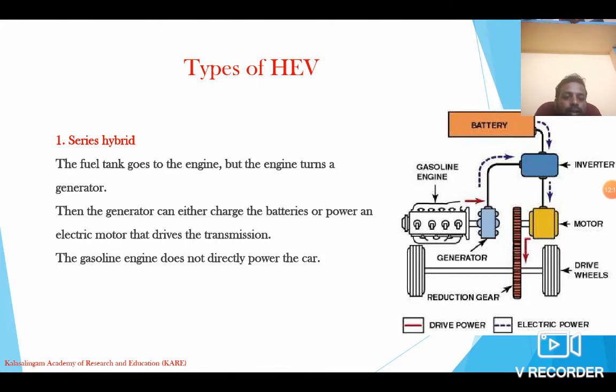And again, one more classification. The hybrid electrical vehicle is also classified into three types based on the structure and location of the electrical drive as well as the IC engine. The first method is the series hybrid vehicle. From this graph you can see the hybrid vehicle has a battery, inverter, gasoline engine, generator, motor, and then the driven wheel. The power is transferred through the gear mechanisms, right?